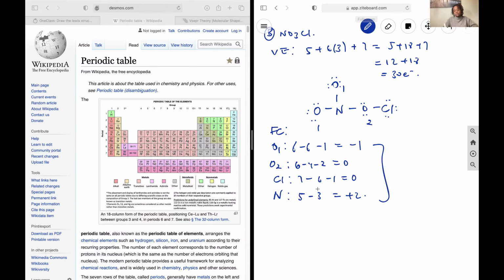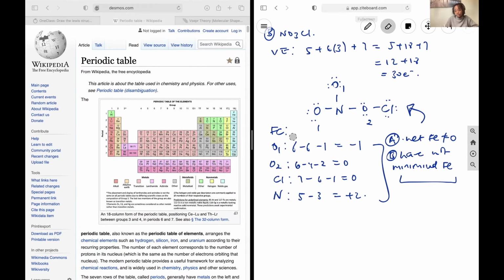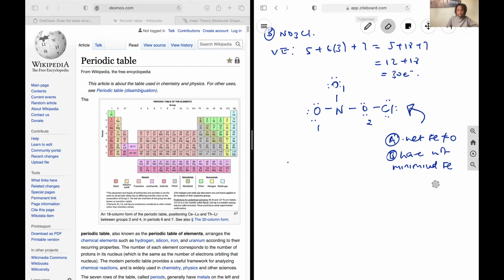So again, we're running into the same issue of, A, the net formal charge is not equal to what it's supposed to be, which is 0. And additionally, we have not minimized the formal charges. This is usually an indication that you need to go back to the drawing board and adjust it with double bonds, or remove any double bonds and replace them with lone pairs. And so let's go about doing that.